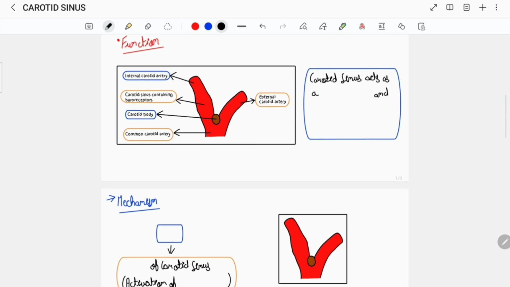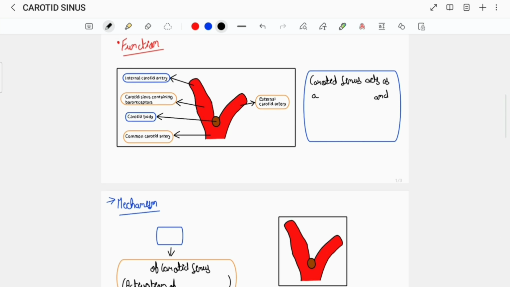Talking about the function of carotid sinus. Carotid sinus acts as a baroreceptor and regulates the blood pressure.